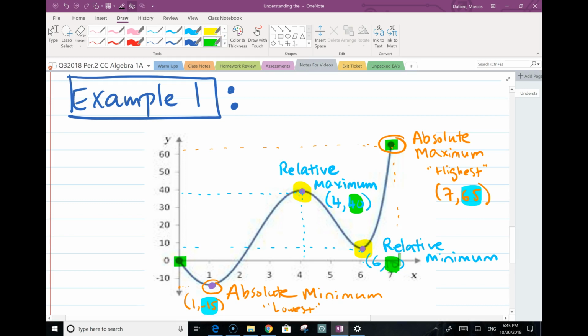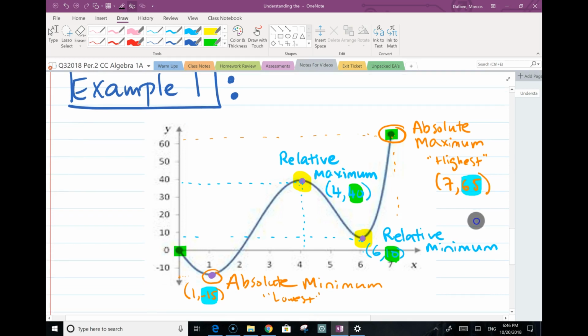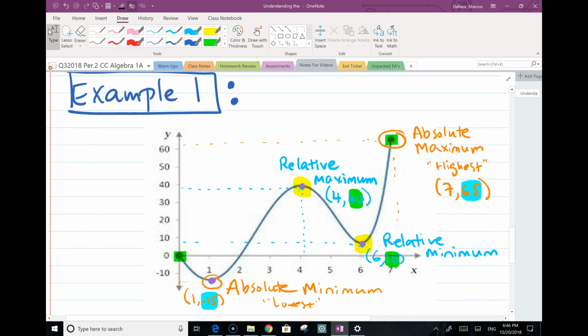Okay, you can see the difference. Our absolute minimum was at negative 15. Our relative minimum is at 10. Our absolute maximum was at 65, but our relative maximum was at 40. So I hope this example helped you understand absolute max, absolute min, relative max, relative min.